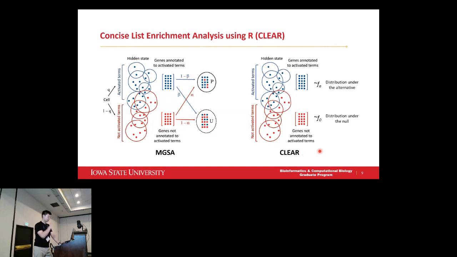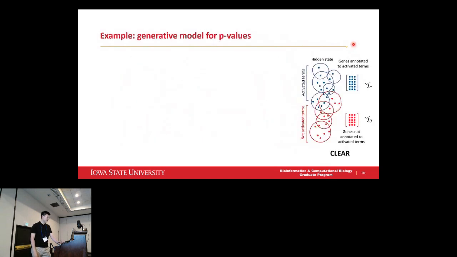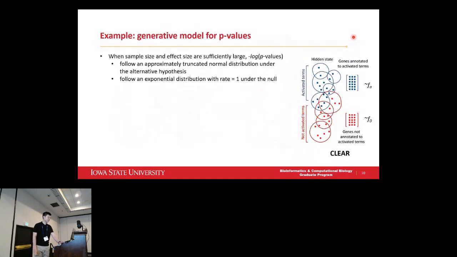But for CLEAR, we have a different assumption. We say Bernoulli is too simple. Instead, we assume that for genes that are truly activated, their test statistic, or whatever statistic you choose, has a very distinct distribution from the genes that are not activated. So basically, we want to model the two statistics with two different distributions. For example, if we want to model the p-values, we know that when sample size and effect size are sufficiently large, negative log p follows approximately a normal distribution under the alternative and follows an exponential distribution under the null.